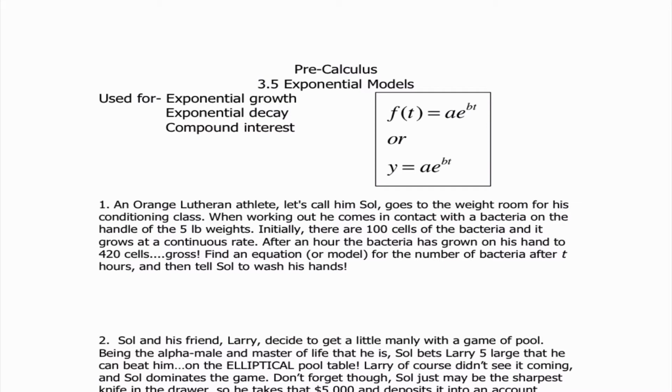Hey guys, it's Miss Miklos, and in today's lecture we are talking about section 3.5, which is exponential models. And this is something that we are going to use for exponential growth, exponential decay, and compound interest.